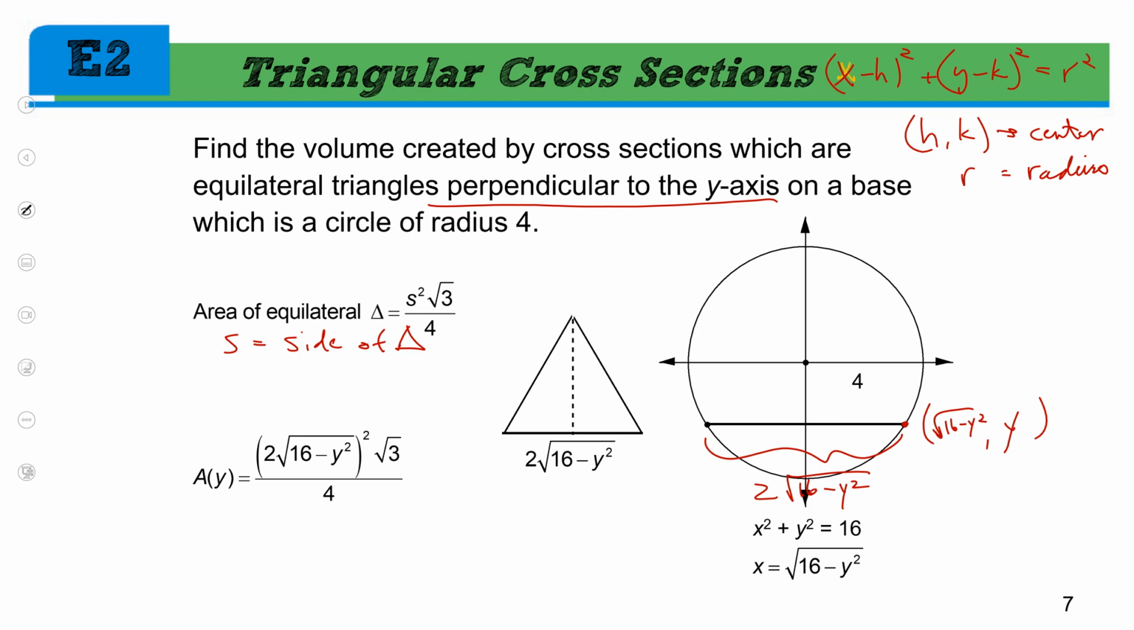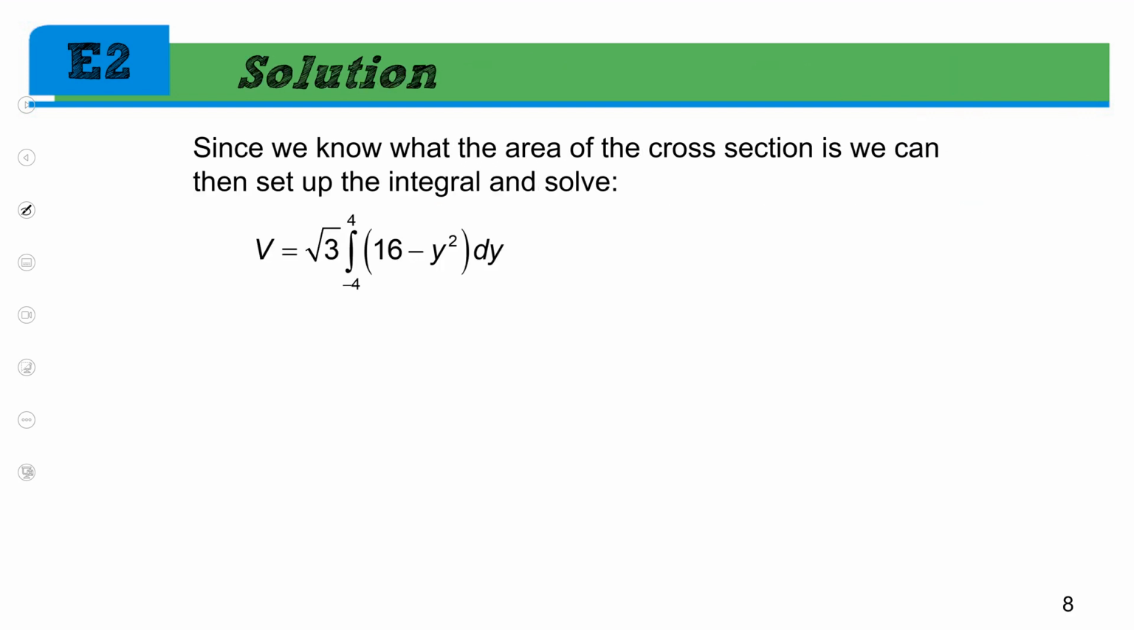Find half of the volume of half of the shape and then double it. It's up to you. Sometimes I like to do that because, as we've talked about in the past, plugging in 0 is frequently a lot easier than plugging in -4. Okay, so we get that.